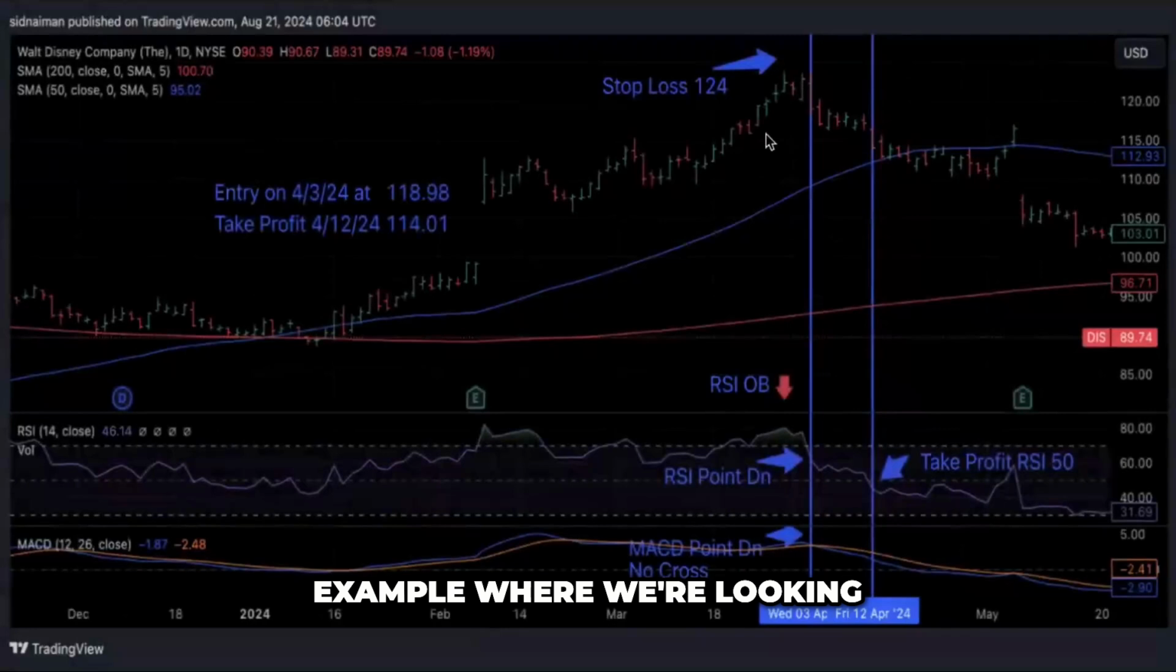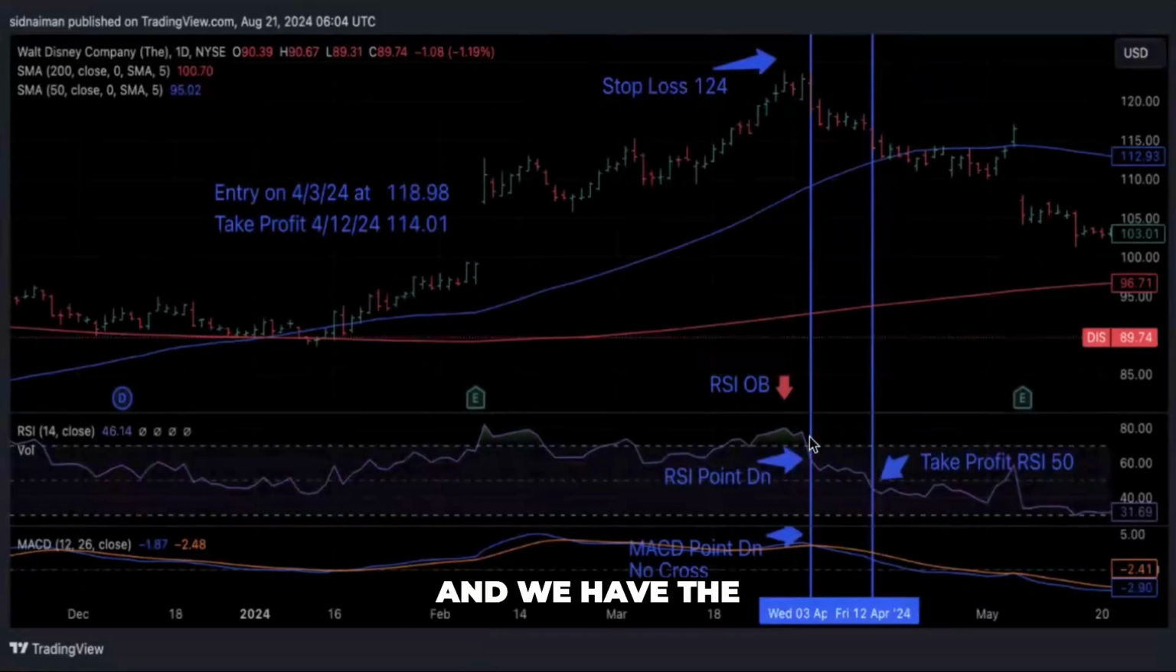We have another example where we're looking at overbought, and we have the RSI pointing down and the MACD pointing down, but not crossing in this case. And we have the stop loss here, and we take profit at RSI 50 there.